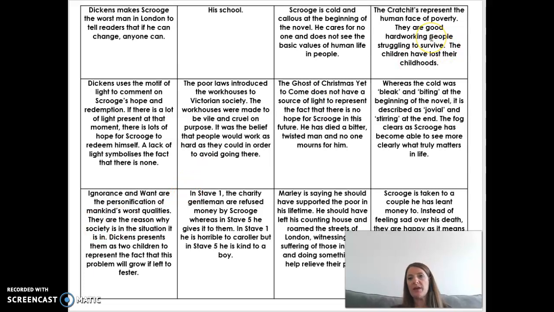Question 4 up in the corner then, a bit about the Cratchits. The good old Cratchits, too good to be true in many ways, aren't they? But they offer us a model of a face of poverty, if you like.